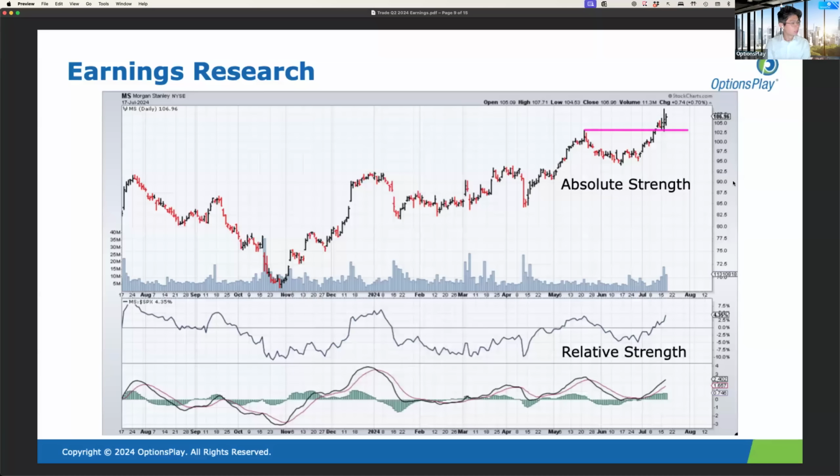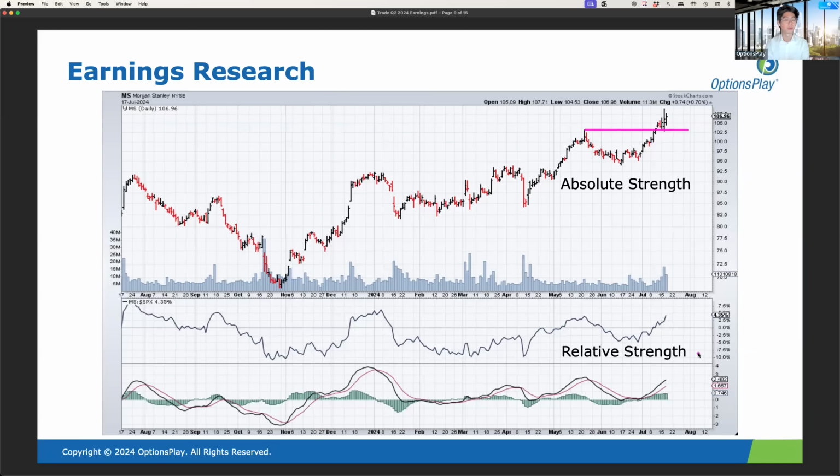So taking a look at some earnings research, I'll take a trade that we took earlier this week, which was Morgan Stanley. We entered the Morgan Stanley trade back when it was trading around 97 or so. We entered a bullish position when it was around 97, and when it got up to 100, we rolled that position up to 100, and then when it got up to 104, we rolled it again. So we basically took two positions on Morgan Stanley going into earnings, and then held a third position going into earnings, on the back of what looked like both absolute strength and relative strength.